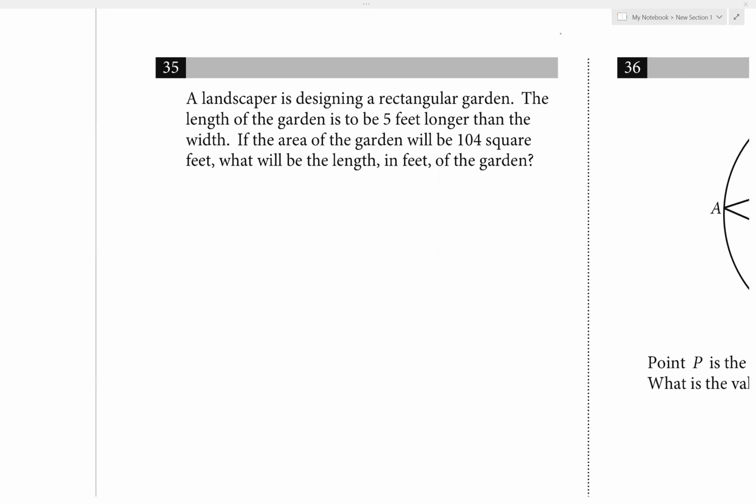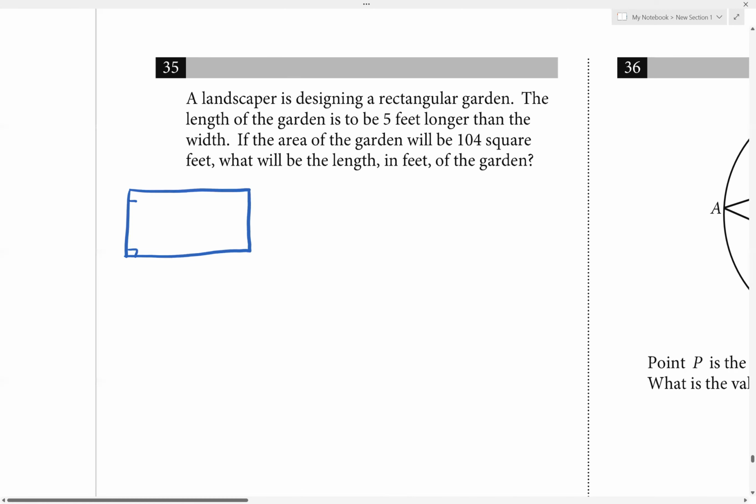All right, number 35. A landscaper is designing a rectangular garden. The length of the garden is to be 5 feet longer than the width. If the area of the garden will be 104 square feet, what will be the length in feet of the garden? Okay, so we know this garden is the shape of a rectangle. So we could draw this out first. Okay, so we have a rectangle.